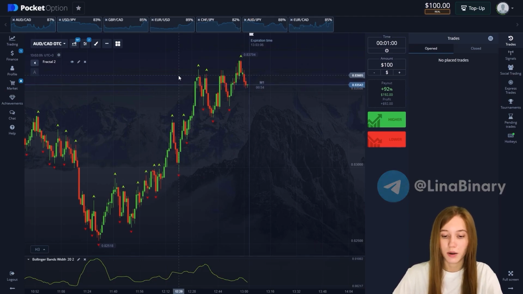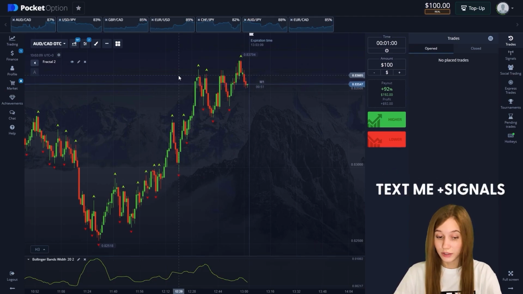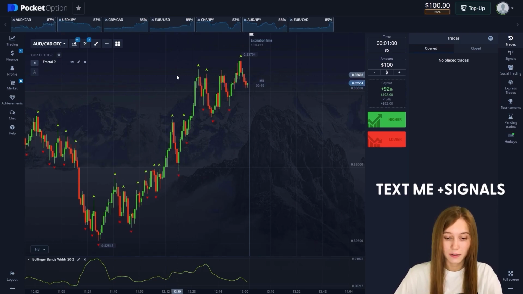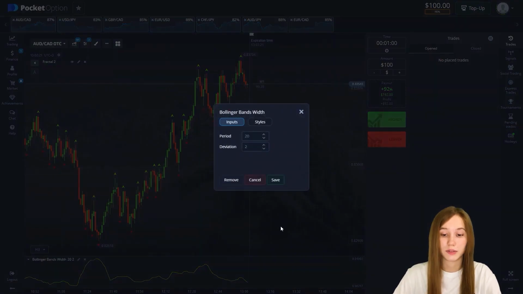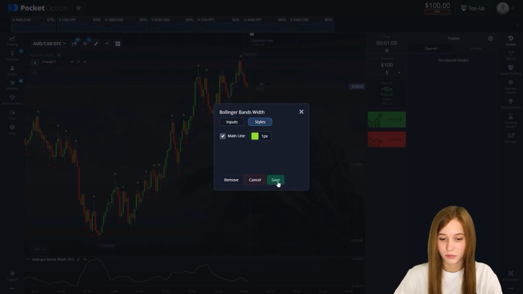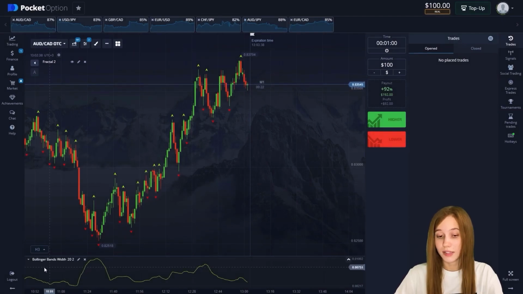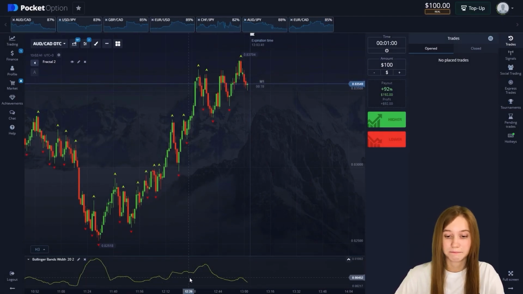Today we'll use our technical analysis for general analysis, and we will also use two indicators, fractal and Bollinger Bands. Let me tell you a little about these indicators. So Bollinger Bands, you'll see the settings. You can copy it and use it in your trading.